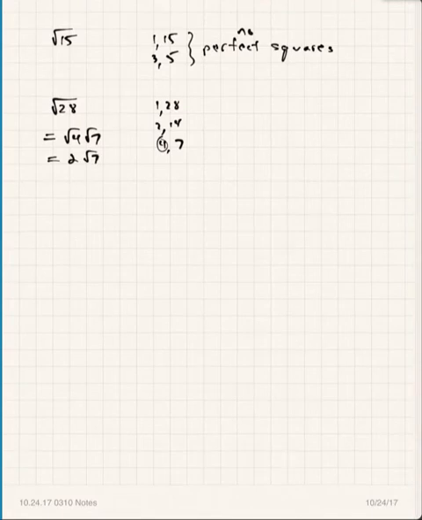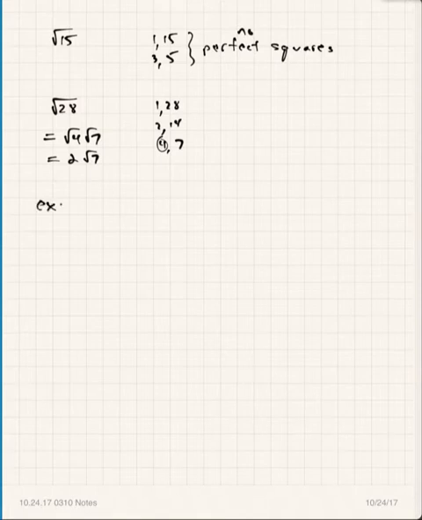So you only break it up when there's a perfect square in the number. A perfect square is one of the factors. That's right. So 15 doesn't break up, doesn't simplify. Square root of 28 does simplify. That's exactly right.